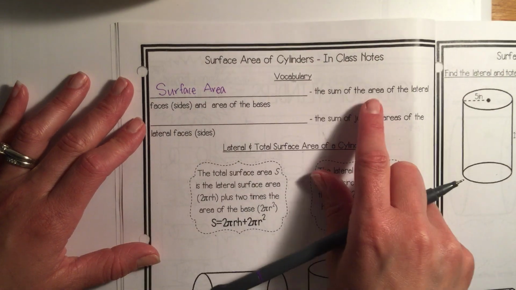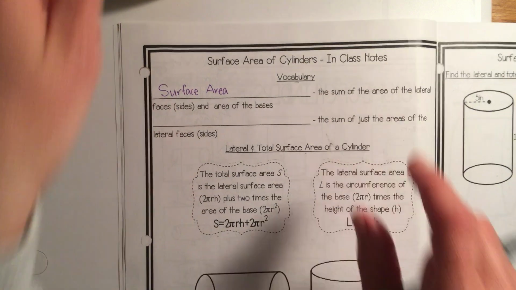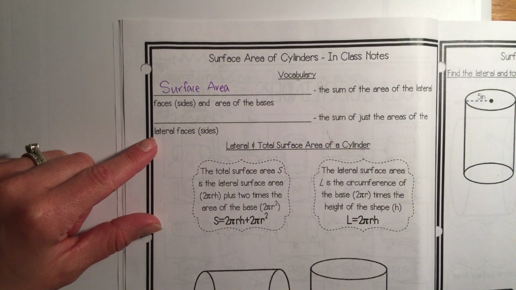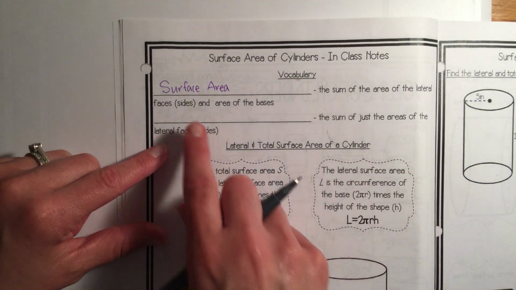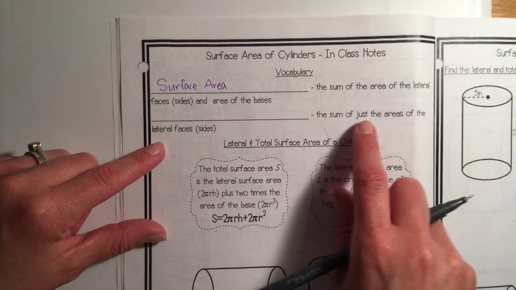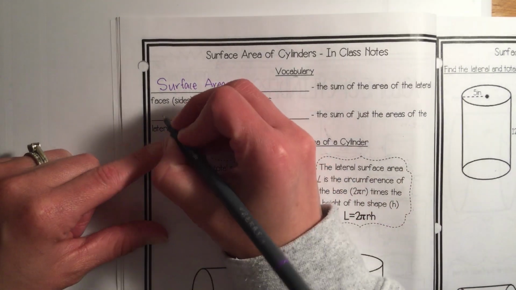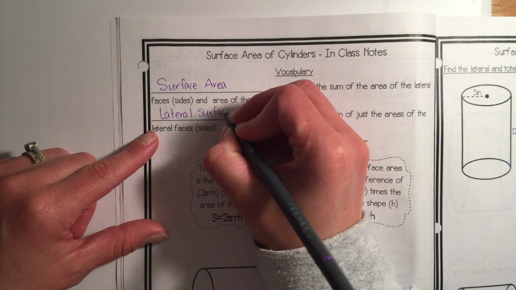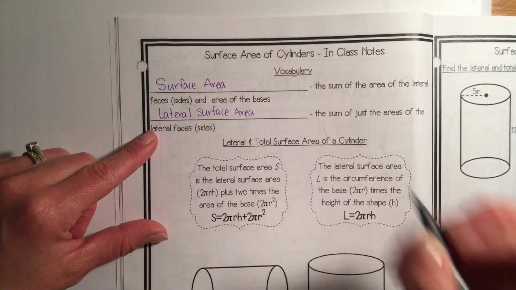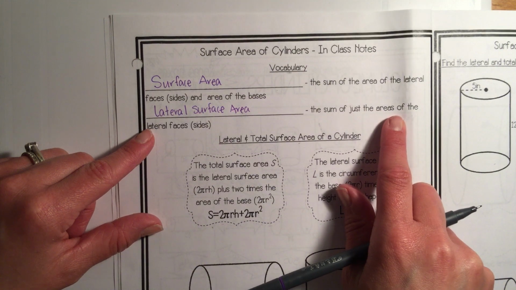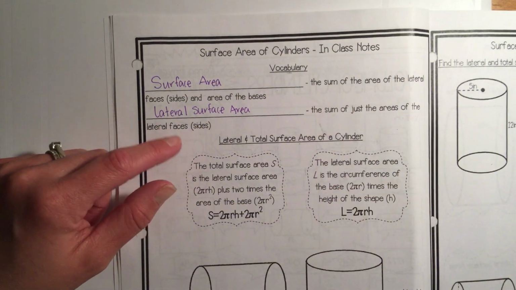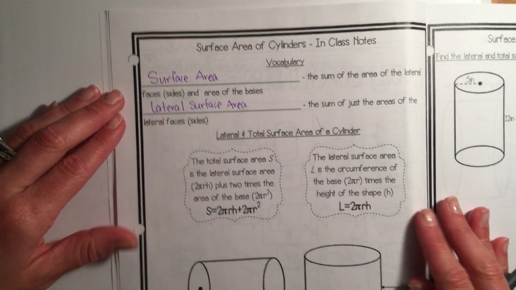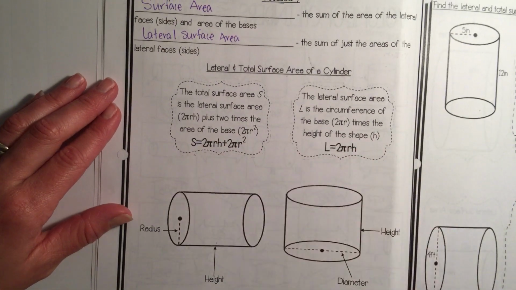And surface area is the sum of the area of the lateral faces, which is our label, and the area of the bases. The lateral surface area is the sum of just the areas of the lateral faces. So lateral surface area is the sum of the areas of just the lateral faces. Well, you don't have to add these up, it's just going to be the lateral area. So they kind of split it into two different parts.